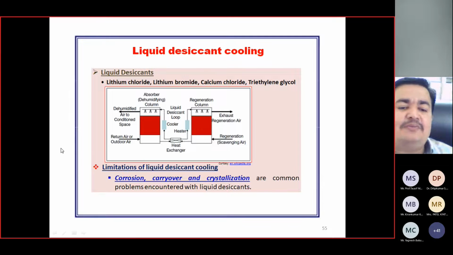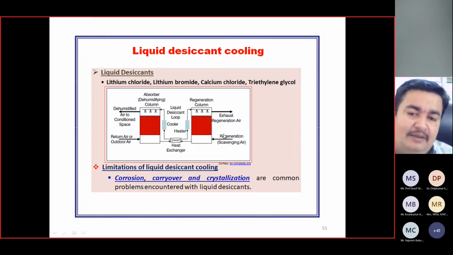Here the temperature of air is 25. Here the temperature of air is over 100. So the desiccant has a high surface vapor pressure and the hot air has a low vapor pressure.